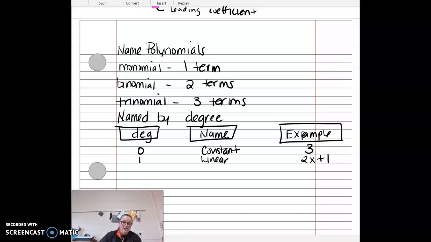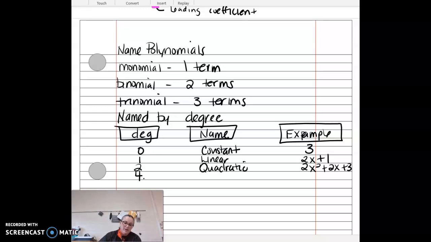If you had 2 degrees, we are looking at what's called quadratic. So like 2x squared plus 2x plus 3. This one is a trinomial because there's 3 terms here. The largest degree is 2, so that means it's quadratic.